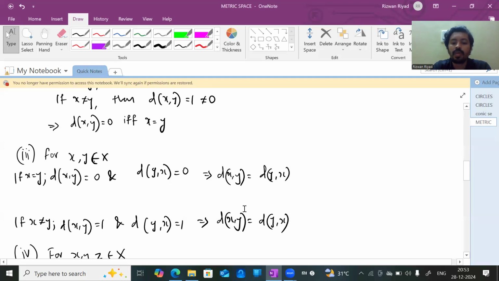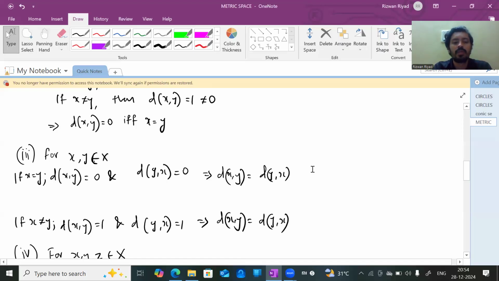That means d of xy equal to d of yx if x and y are different, if x not equal to y. Okay. See, that means our third condition is also satisfied. In both the cases, you can see we have only these two possibilities, either x equal to y or x not equal to y. In both the cases, d of xy and d of yx are equal. Okay, that means the third condition is also satisfied here.